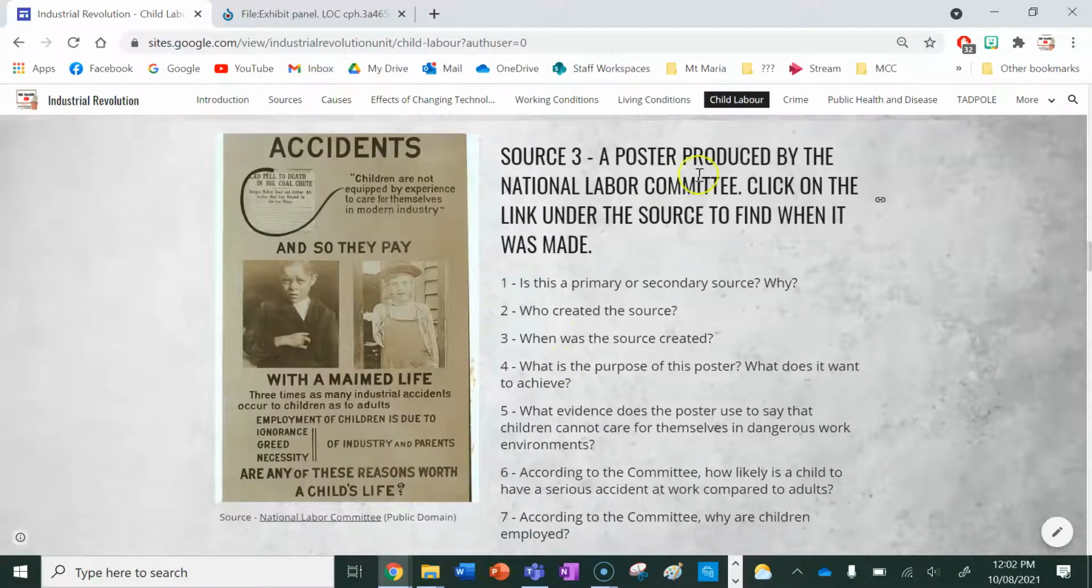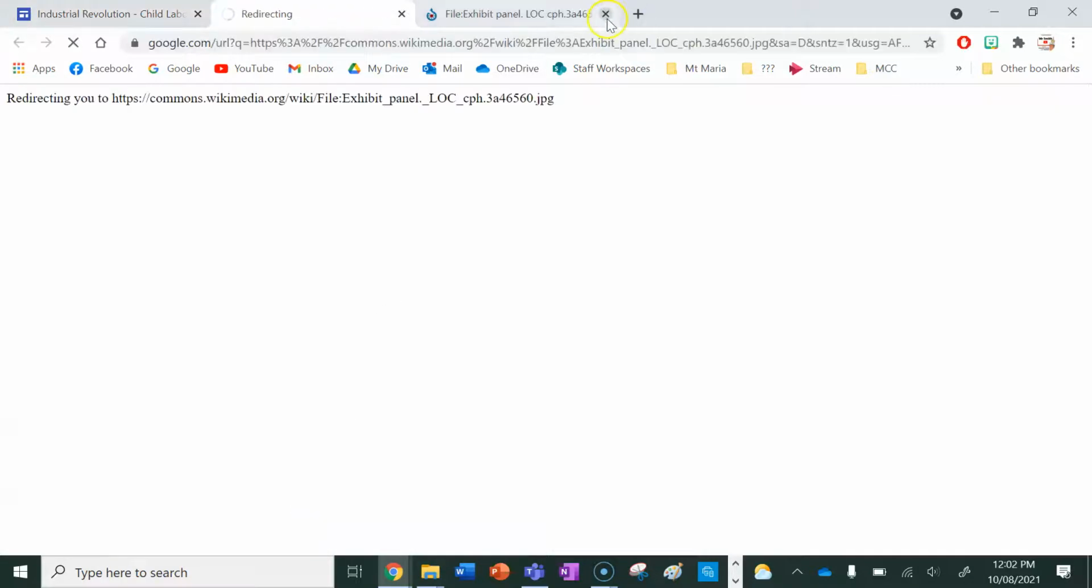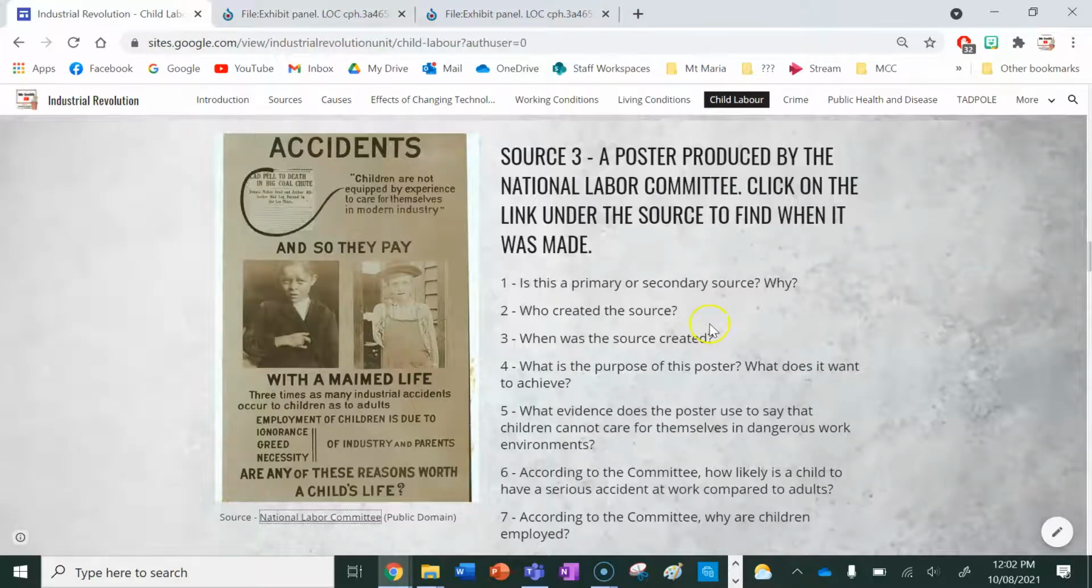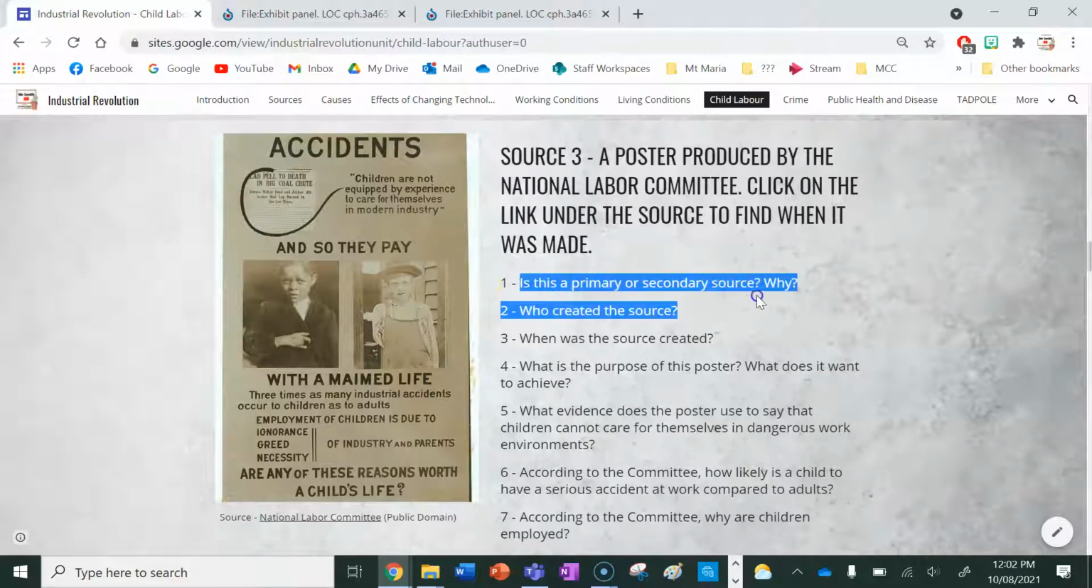Number three is a poster produced by the National Labour Committee. Click on the link under the source to find when it was made. So I'm going to make you do a little bit of research for this one. So number one, is this a primary or secondary source? Well, it's a poster made during the Industrial Revolution, so it is a primary source.